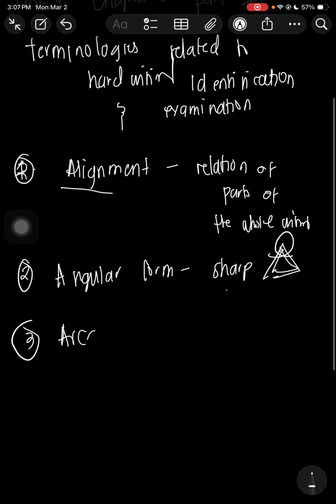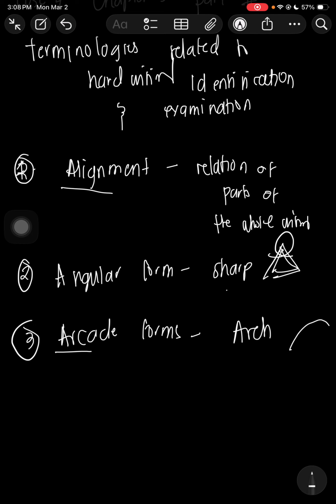Next is the arcade form. Arcade forms. It is forms that look like arch. Kaya nga, arcade, arc. Mukhang arc daw. So, rounded on the top and open at the bottom. So, like this, ha. Alignment, magkaka-align, sharp, may mga angle, arcade, may arc.